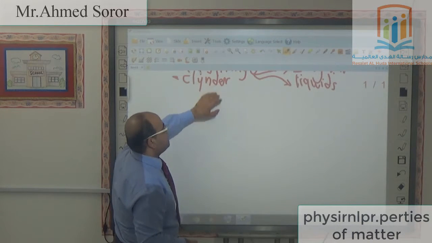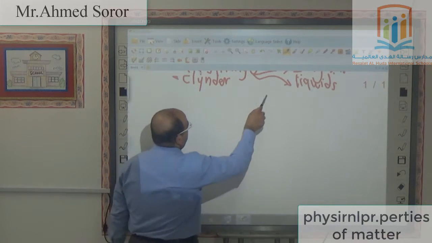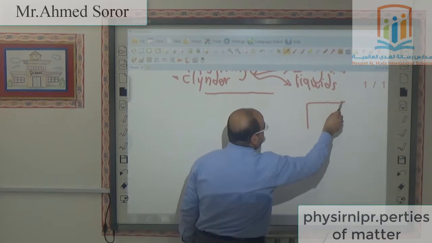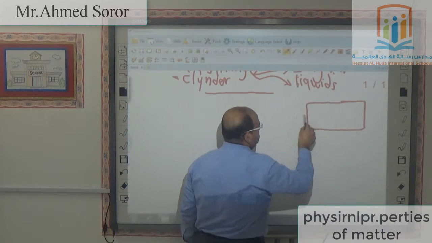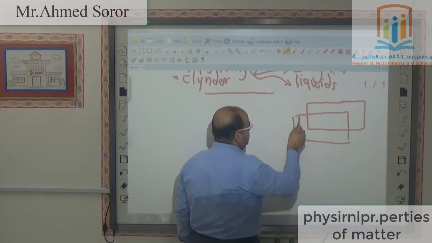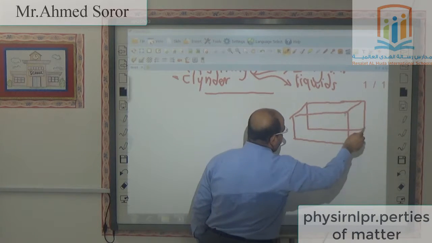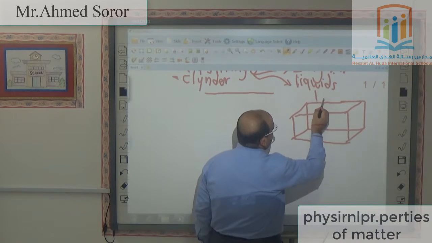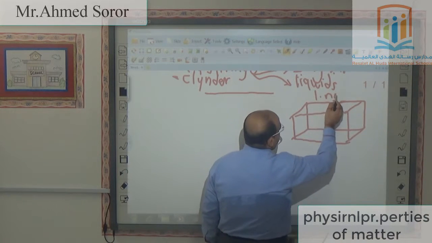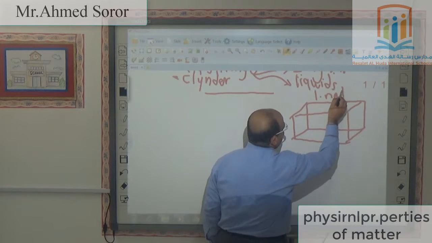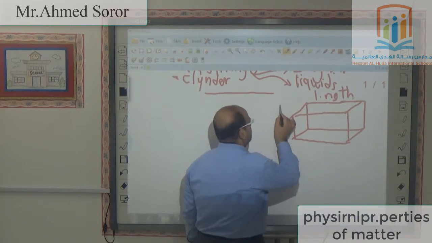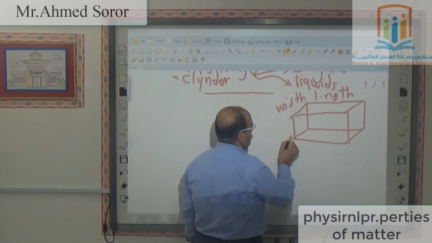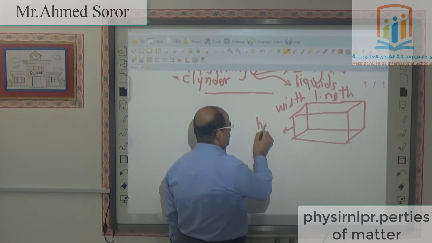Now we will study the volume of a rectangular solid. As you see, this is a rectangular solid. It has dimensions: length, width, and height. This is the length, this is width, this is height.